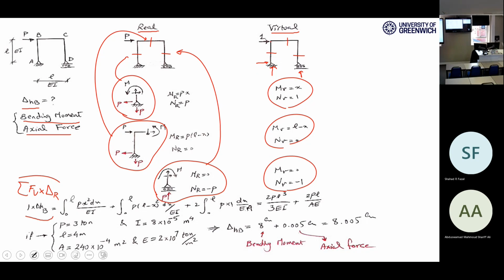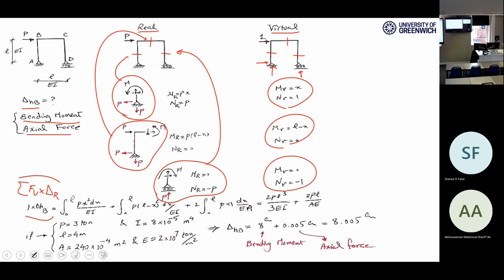So when we come up with the different sections in the real structure and virtual structure, we can write the equation of virtual structure, virtual energy. As I said, the left-hand side is 1 times delta HB. 1 comes from the virtual, delta HB comes from the real. And the right-hand side, you will have 3 integrations for 3 sections, 3 integrations for the bending, and 3 integrations for the axial force, right?